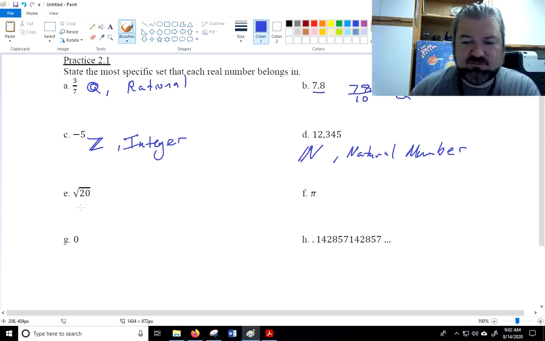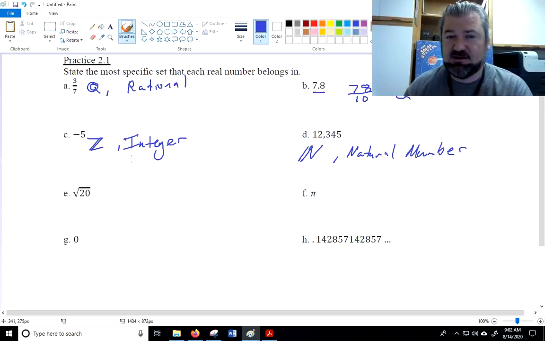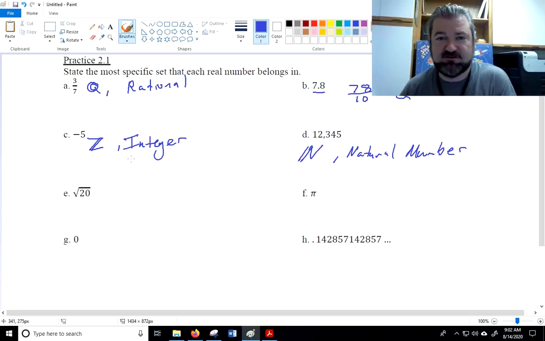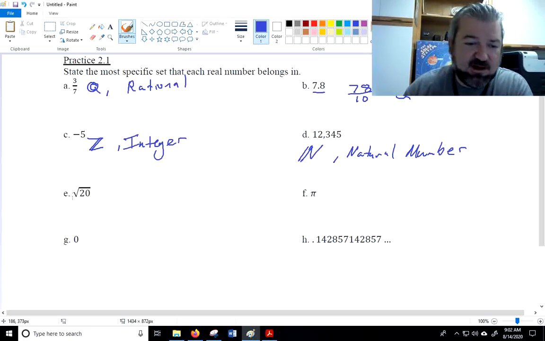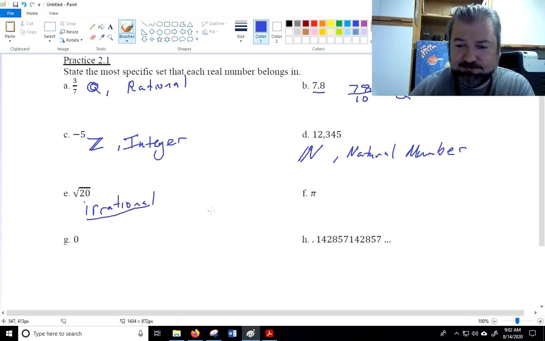Okay, the square root of 20, we have to think, is that a perfect square? Well, the square root of 16 is 4, and the square root of 25 is 5, so the square root of 20 is like infinitely in between. You can keep picking different numbers and it's more in between. So this is irrational. Irrational. Pi is irrational as well.